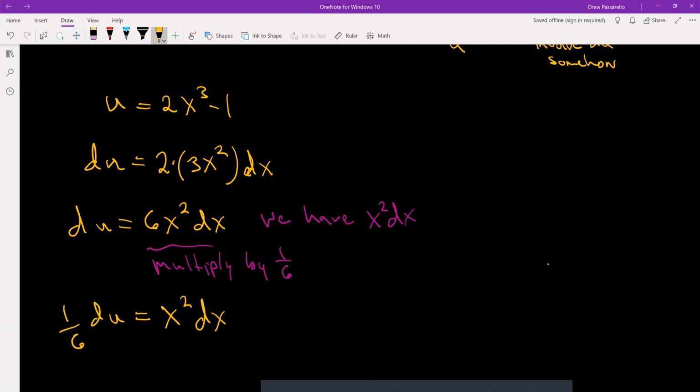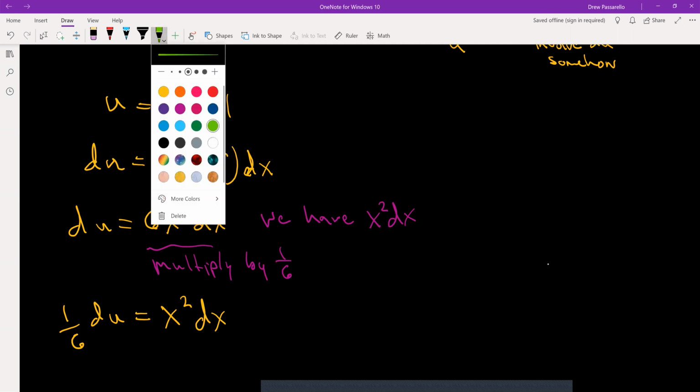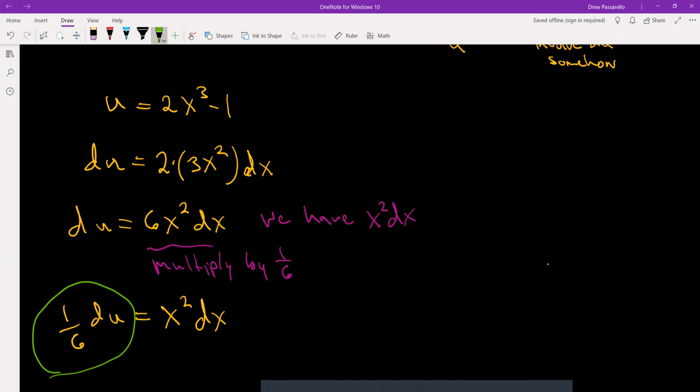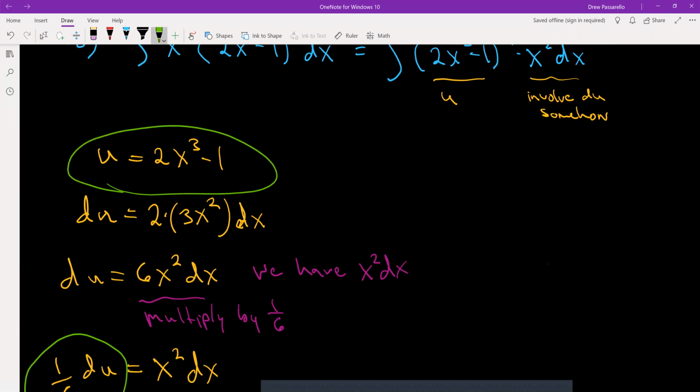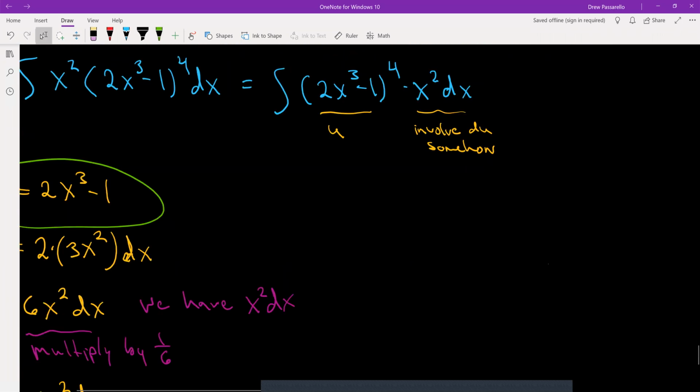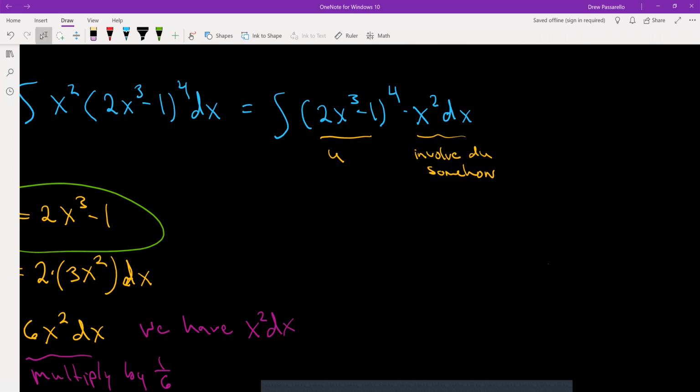All right, now I have it just being x squared dx. So now I can substitute this in, and I'm substituting just u in for 2x cubed minus 1. So where it says involve du somehow, the way it's involving du is that it's going to be 1/6 du.